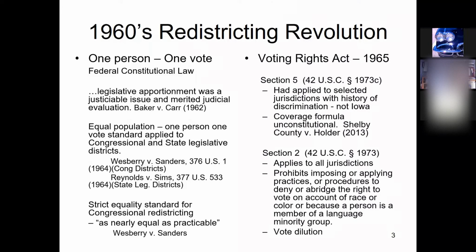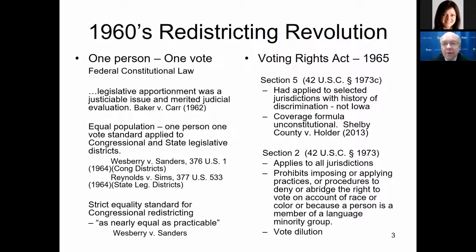In addition to the one person, one vote requirements, the Voting Rights Act of 1965 has implications on election law and redistricting. Section 5, which never applied to Iowa, required Justice Department pre-clearance prior to making certain election law and redistricting related changes in selected coverage jurisdictions. However, in 2013, that formula was declared unconstitutional in Shelby County versus Holder. Section 2 applies to all jurisdictions and prohibits imposing or applying practices or procedures to deny or abridge the right to vote on account of race or color, or because a person is a member of a language minority.